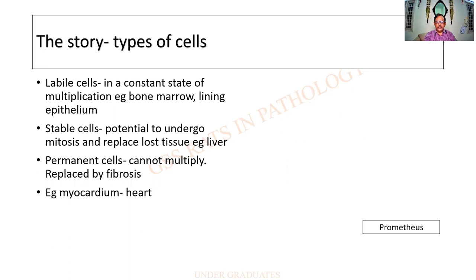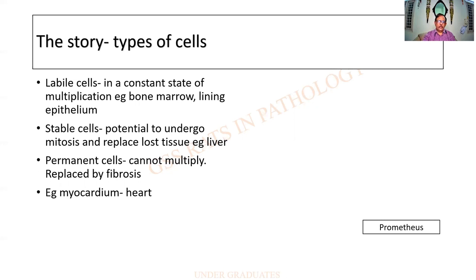Now, what are the types of cells? Before we go into it, we should be mentioning the types of cells. They are the labile cells. What are the labile cells? They are cells in a constant state of multiplication. Whether we want or not, they keep multiplying. The classical example will be the bone marrow. Cells are lost and then they are being replaced. Another one is the lining epithelium. Unconsciously or without anybody's knowledge, they are being shed and they are again being replaced. Such are the labile cells.